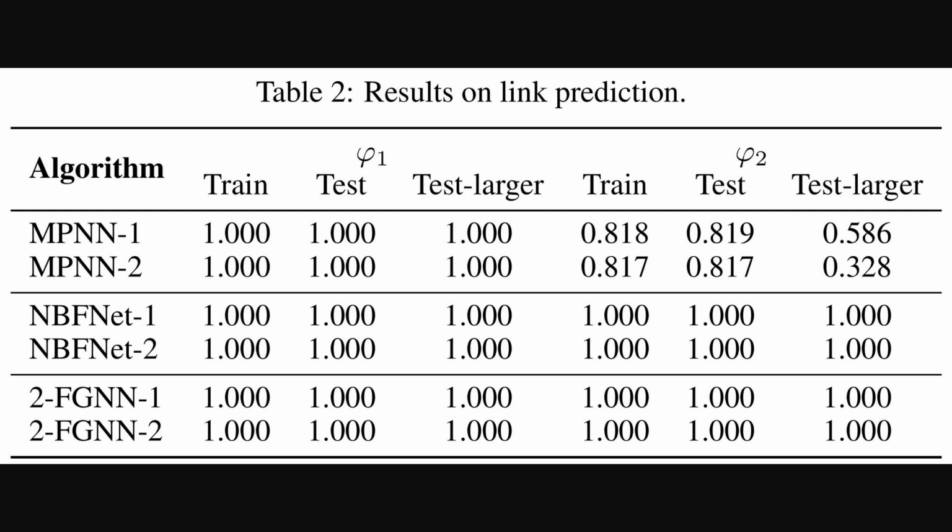For phi1, all models perform perfectly. But for phi2, especially on the test larger dataset, the message-passing neural networks show a notable drop in performance, while NBFNet and two GNNs maintain perfect scores, underlining their superior capability for these more complex relational patterns.